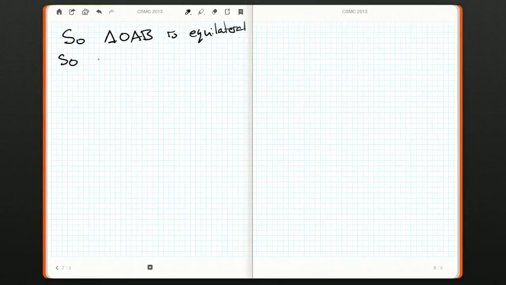Well, what does that mean? Then AO is equal to BO is equal to AB, and we know that as a side of a regular hexagon with side length 4, it's going to be 4. So already we have AO. Now we just need AP.